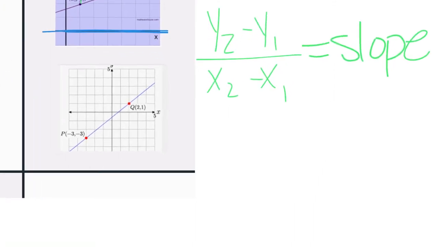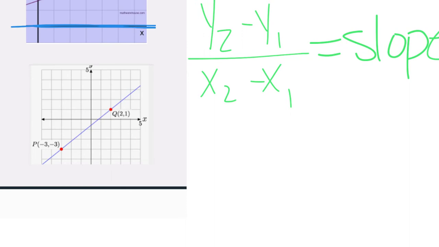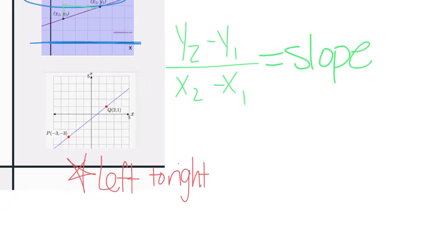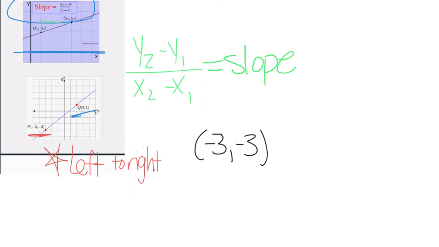So let's look at this image down here. First, you always want to start, and make sure you write this down, we're always going to read from left to right, just like you would a book, just like you would most numbers. So I'm going to look at this point first because that's on the left side, and I'm going to write that down. So it's (-3, -3). That's my first point on this graph. And then let's look at our second point. It's this one, and I have (2, 1).